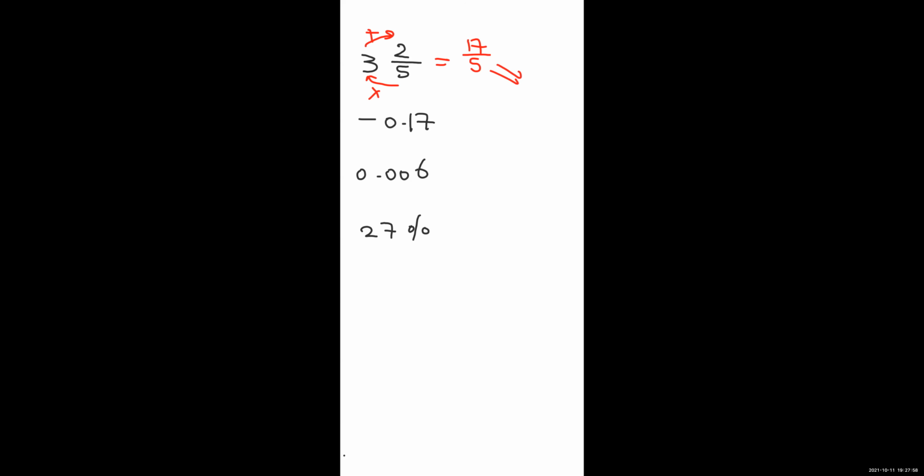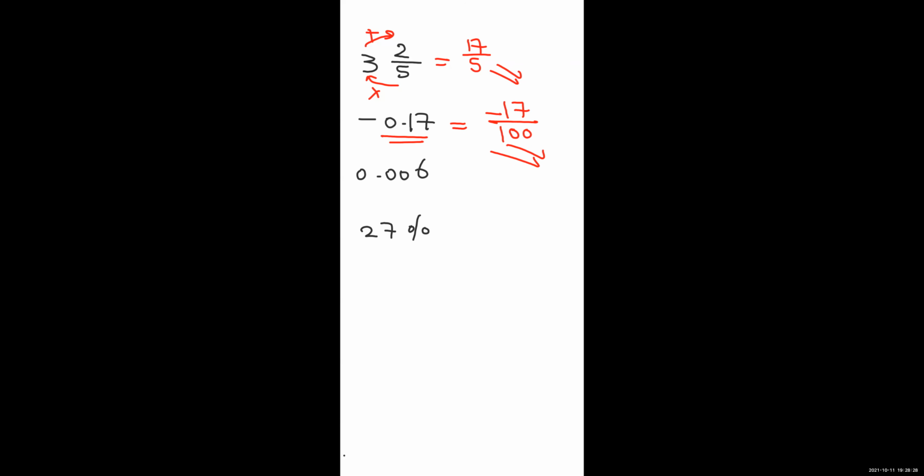Then what about the next number, negative 0.17, Basil? Yes, it is a rational number. Can you explain to me why you consider that it's a rational number? Because it equals 17 over 100. Is it 17 or negative 17? Negative 17 over 100. Exactly, negative 17 over 100. So it's a rational number.